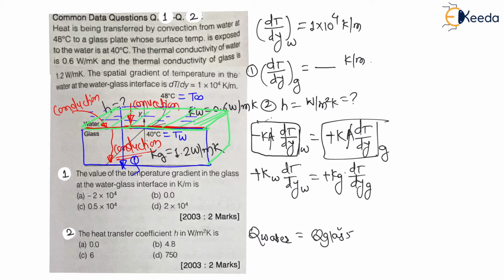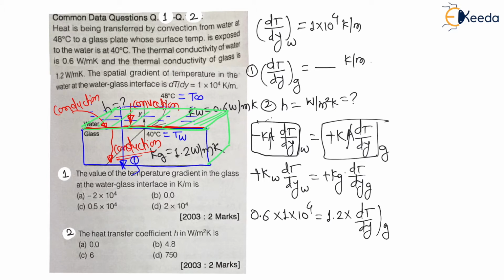So let us put the values. Thermal conductivity of water is 0.6, into dT by dy of water, which is also given as 1 into 10 to the power 4. Thermal conductivity of glass is given as 1.2, into dT by dy, the temperature gradient of glass, which we have to calculate. Let us equate and solve this equation. Then I will find 0.5 into 10 to the power 4, and the unit will be Kelvin per meter, temperature divided by distance. So looking at the options, option C is the correct choice for this question.